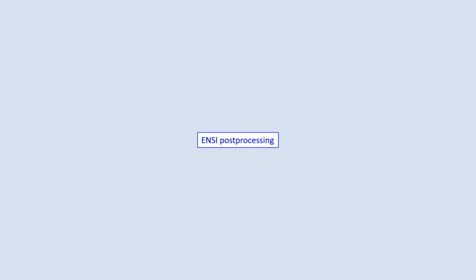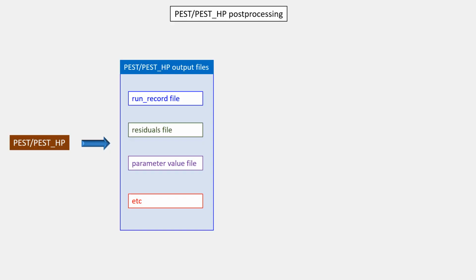Now, PEST_HP writes a lot of files. For example, the run record file tells us the history of the inversion process, tells us how good a fit we got with the calibration data set. Similar information is available in the residuals file. The file that we're interested in at the moment is the parameter value file.